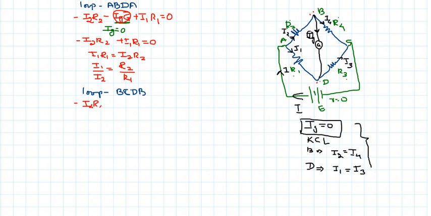Thereafter, when I move from C to D, my direction and current directions are opposite. Therefore, the sign will be positive. That is I3 into R3. Thereafter, when I move from D to B, that will complete our loop. But current is moving from B to D, and as per our loop I am moving from D to B. Therefore, both are in the opposite direction.